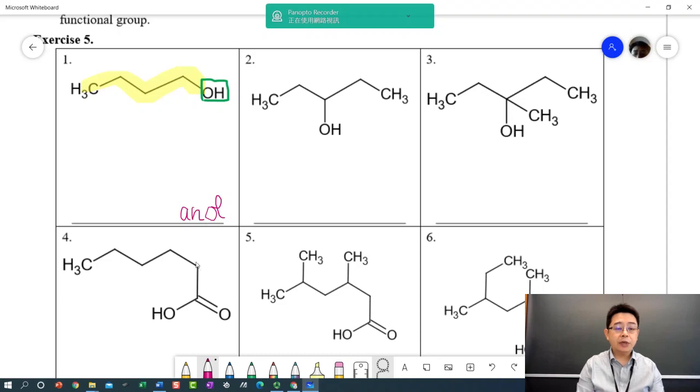And then no substituent. Then I count the number of carbons in the parent chain. I should number the parent chain starting from the carbon holding the OH group. This is the carbon that connects to the OH group, so it's 1, 2, 3, and 4. So it's butanol.